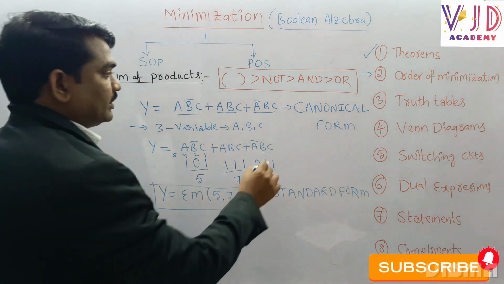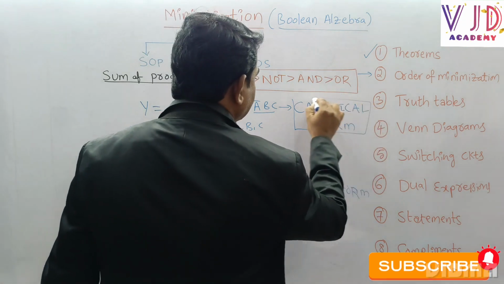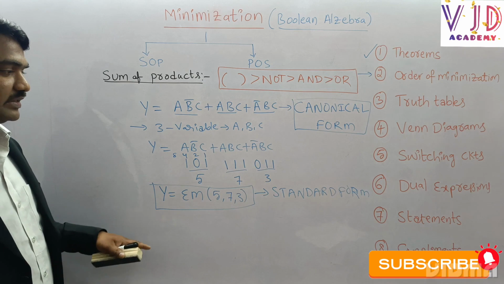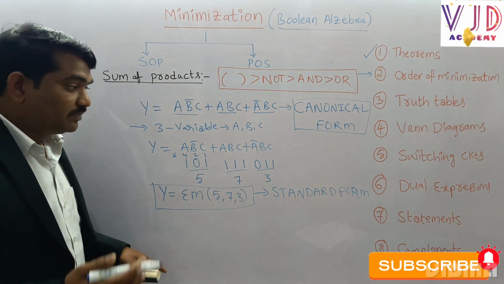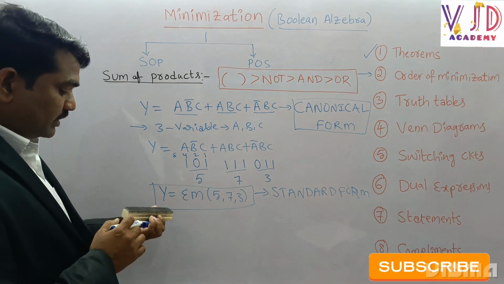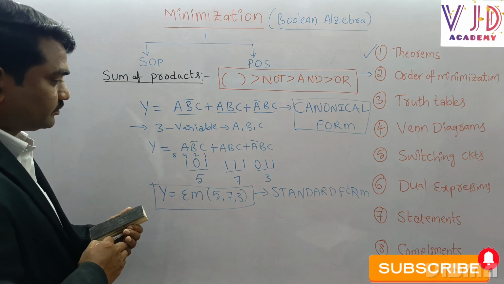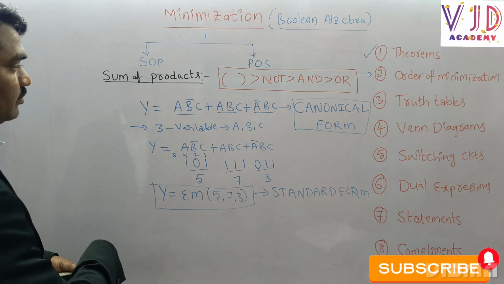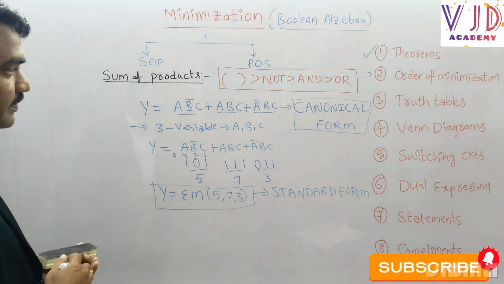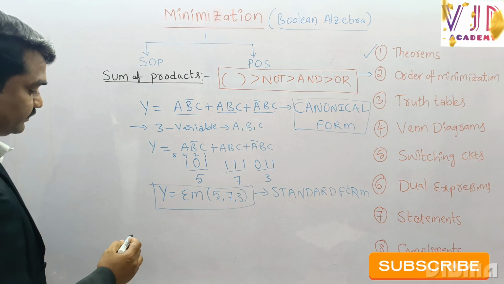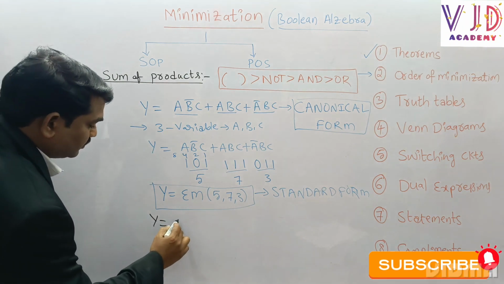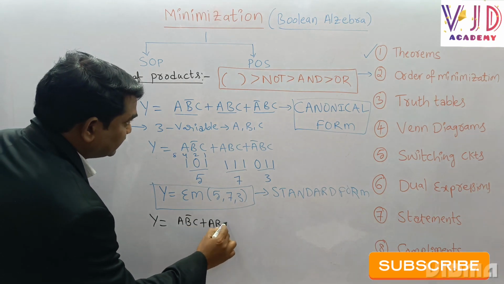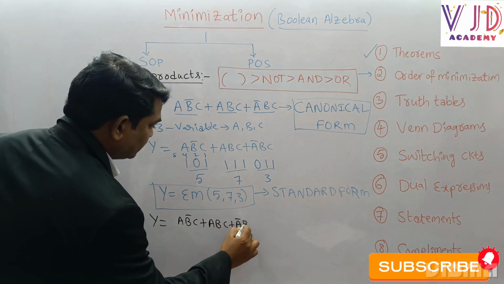And now here we have seen already what is canonical form, and this is standard form, and now let us try to understand what is minimal form. Sir, here the equation is y equal to a b bar c plus a b c plus a bar b c.